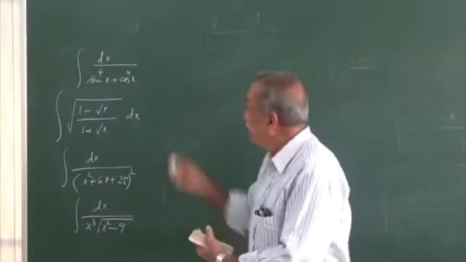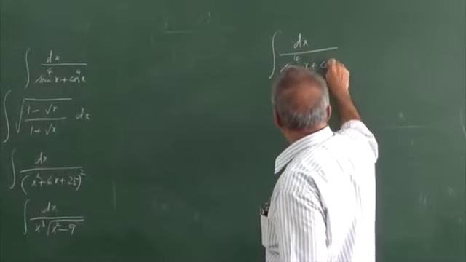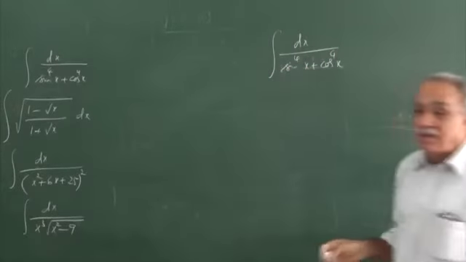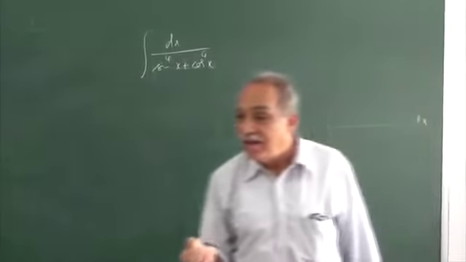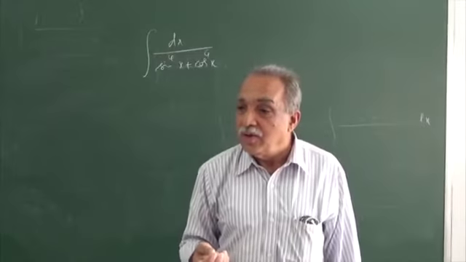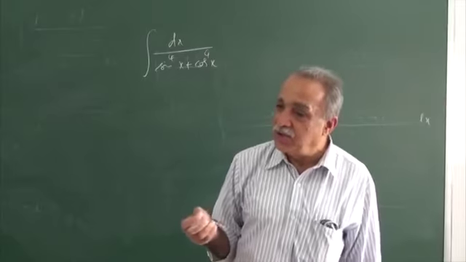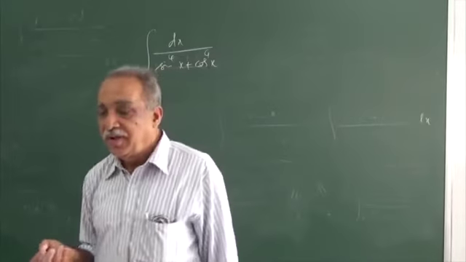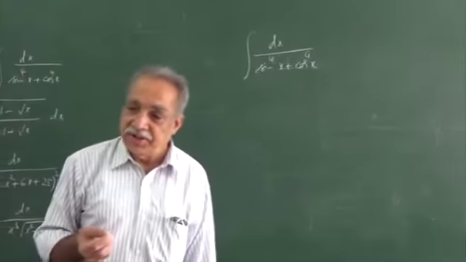First problem: integration of 1 by sin to the power 4x plus cos to the power 4x. Guess. Okay, 1 minus 2 sin square x cos square x, which is 1 minus half of sin square 2x. Right.